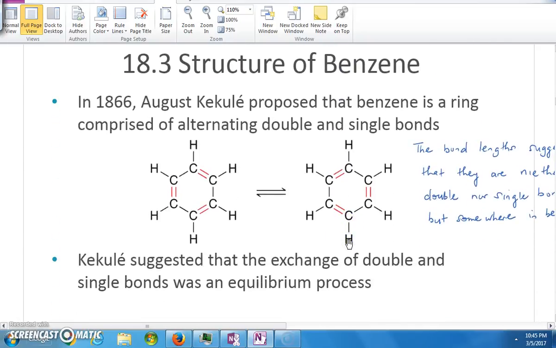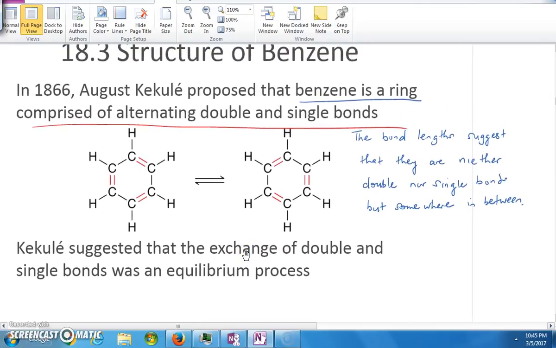Now, in 1866, August Kekule proposed that benzene is a ring comprising alternating double bonds and single bonds, right? And the evidence is by looking at the carbon-carbon bonds, and experimental evidence suggests that the bonds are neither double nor single.